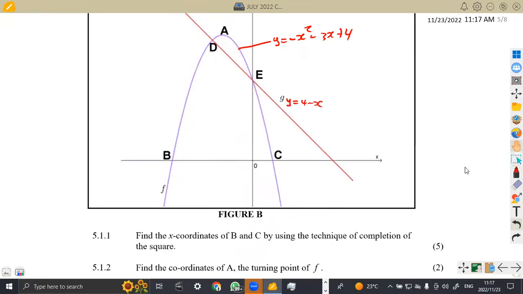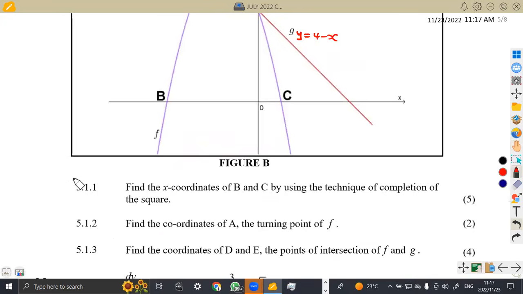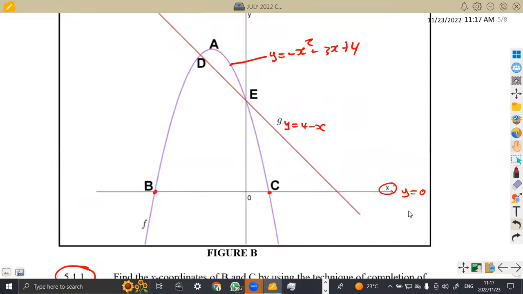Okay, so the first part was to calculate or find the coordinates of B and C from question 5.1.1 by using the technique of completing the square. So the coordinates of B and C. What do B and C indicate? B and C here are the solutions of the graph on the x-axis, where we know that y is equal to 0. So if y is equal to 0, what are we going to have? That is the question.